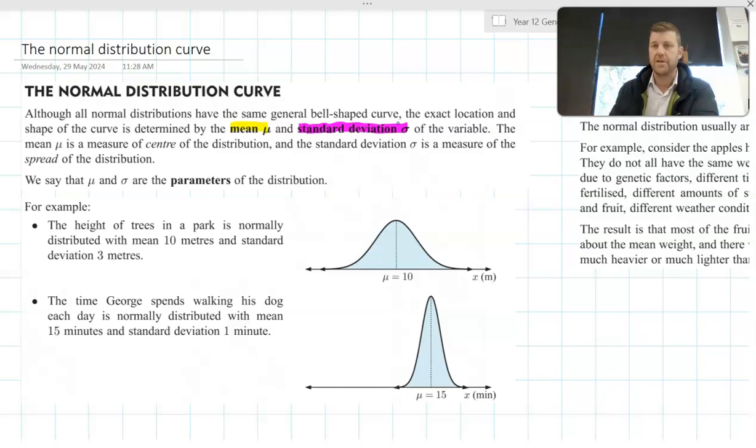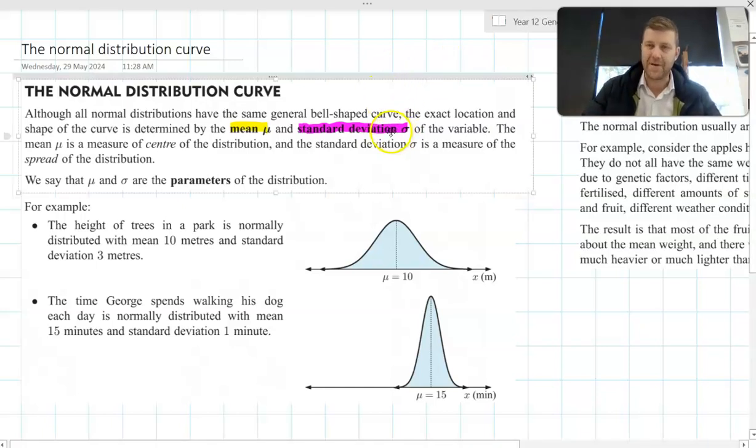There are other measures of spread that are commonly used, for example, range, which is the difference between the maximum and the minimum value, or the interquartile range, which is the difference between the lower quartile and the upper quartile, Q1 and Q3. But both of those are just looking at two values, the maximum and the minimum for the range, and Q1 and Q3 for the interquartile range. So standard deviation is a better measure of spread because it actually takes into consideration every single piece of data.